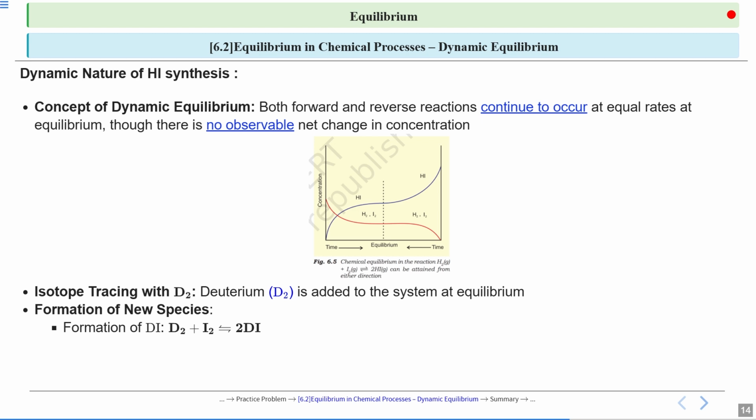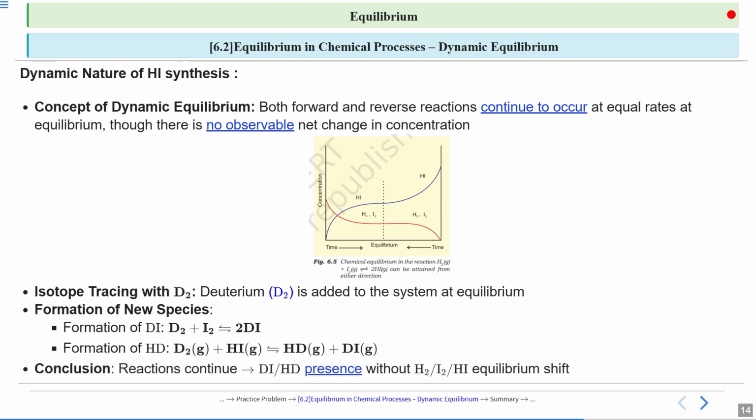But it is seen that although the equilibrium is attained, if you add deuterium, then deuterium takes part in the reaction. Got it? And how is it confirmed? It is confirmed by the formation of DI. Similarly, you can see one more new species which is formed, HD, which is basically the product of the D2 and HI reaction. So from the formation of DI and HD, we can clearly confirm that even after reaching equilibrium, reactions must be going on inside the reaction mixture.